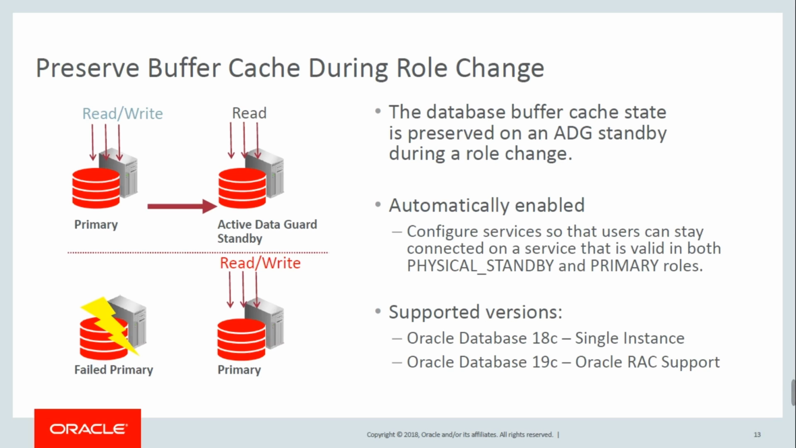Preserve buffer cache during role change. The primary side has the read-write role, and the Active Data Guard standby is read-only. On a failed primary, the database buffer cache state is preserved on an ADG Active Data Guard standby during a role change. It is automatically enabled. Configure services so that the user can stay connected on a service that is valid in both physical standby and primary roles.